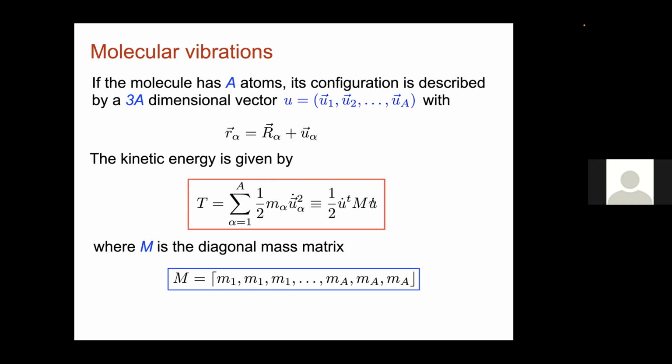This I can write in matrix form by considering this U as a 15 component vector. This is the transpose. And then the mass matrix is just a diagonal matrix with elements M1, M1, M1 for the first atom, then M2, M2, M2, etc. Okay, so in matrix form, the kinetic energy is just this quadratic form in the velocities and the mass matrix.